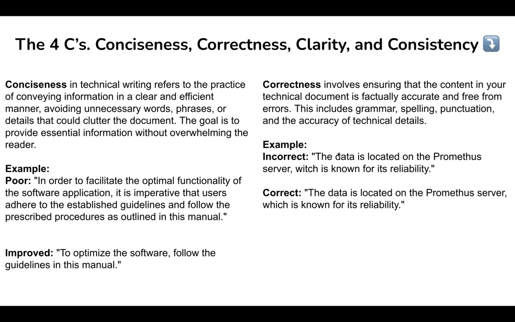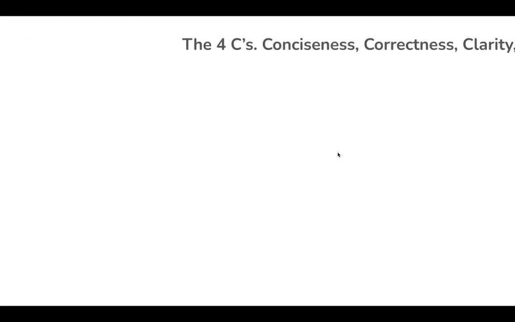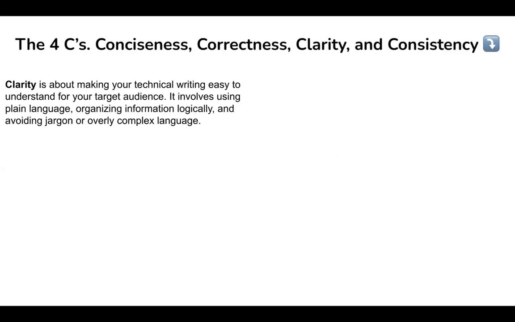Moving on, the next one on the list is clarity. Clarity is about making your technical writing easy to understand for your target audience. It involves using plain language, organizing information logically, and avoiding jargon or overly complex language. I think the four C's are related. They are all connected. This is also like being correct, writing clearly, and organizing the information logically.